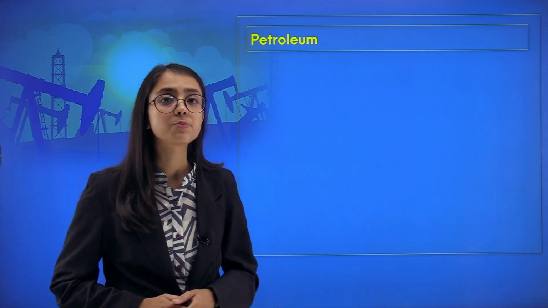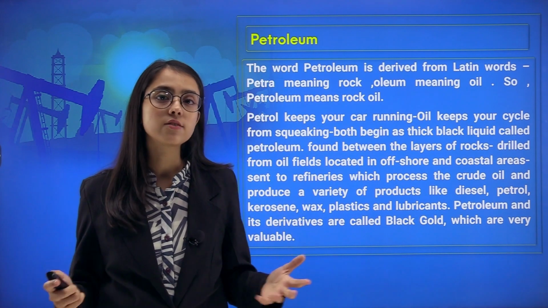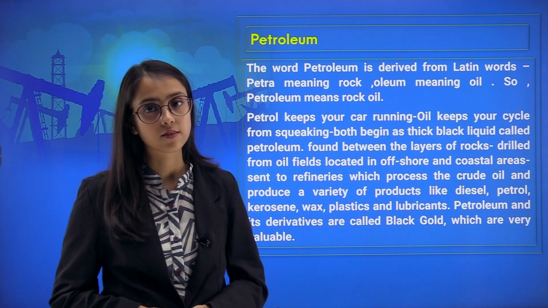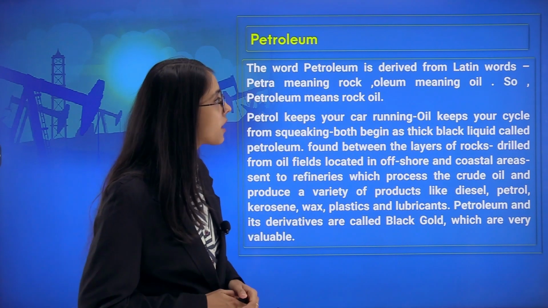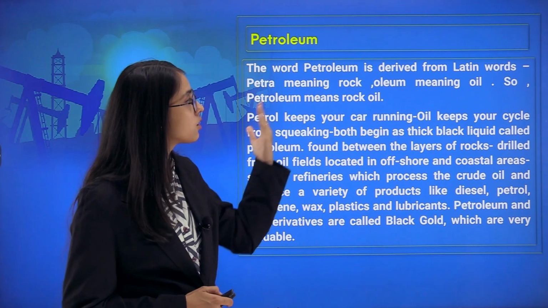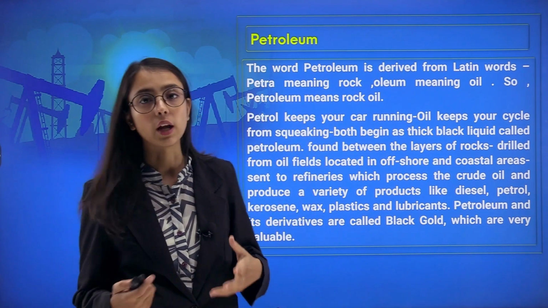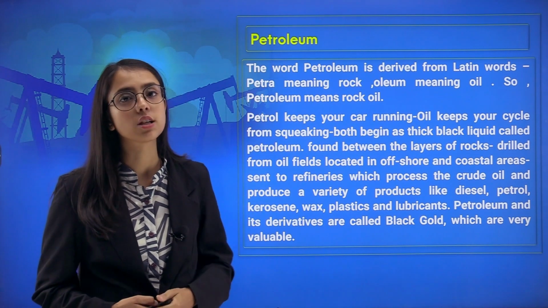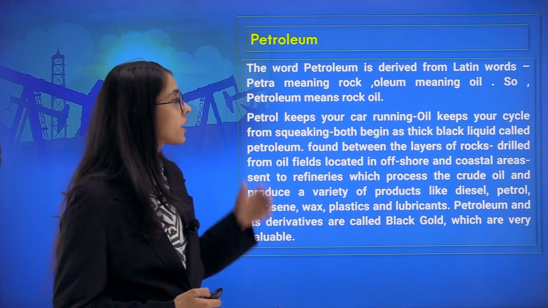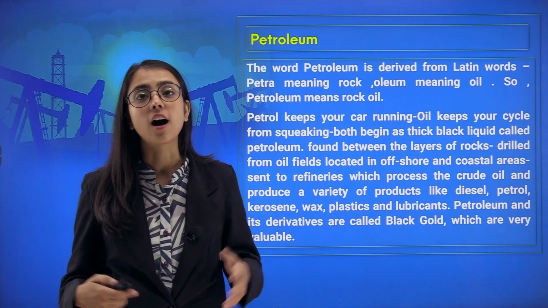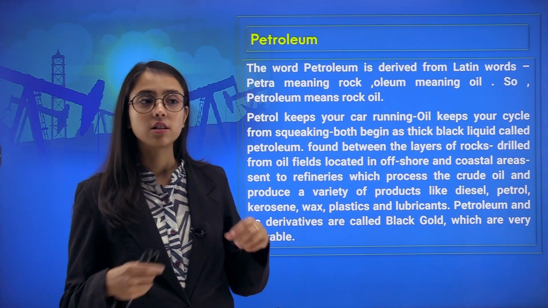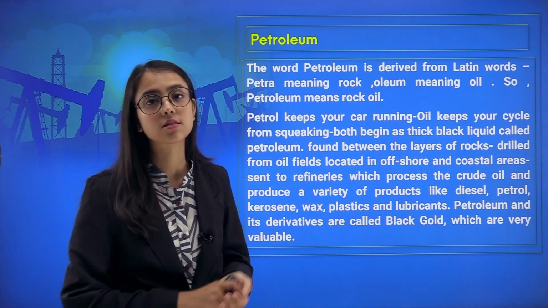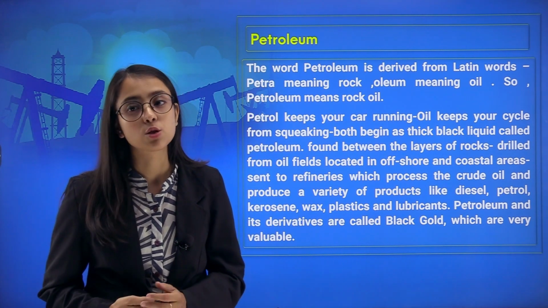Now, next is petroleum. Petroleum, as we know, is one of the biggest resources that we use in our day-to-day lives. The word petroleum is derived from the word petra, meaning rock, and oleum, meaning oil. So, rock oil or the oil derived from rock is known as petroleum. So, petrol keeps our car running. Whenever there was no electricity, there were lanterns that we used to light using kerosene oil. That also comes from petroleum.